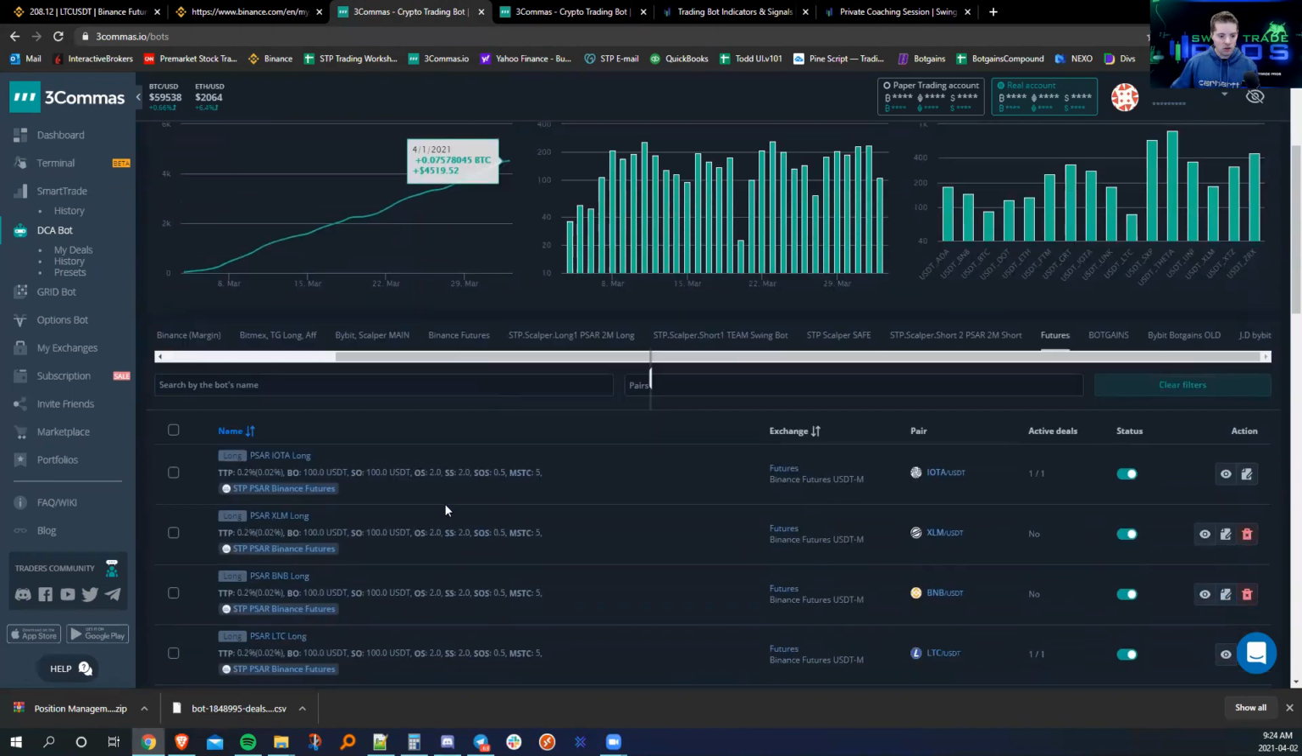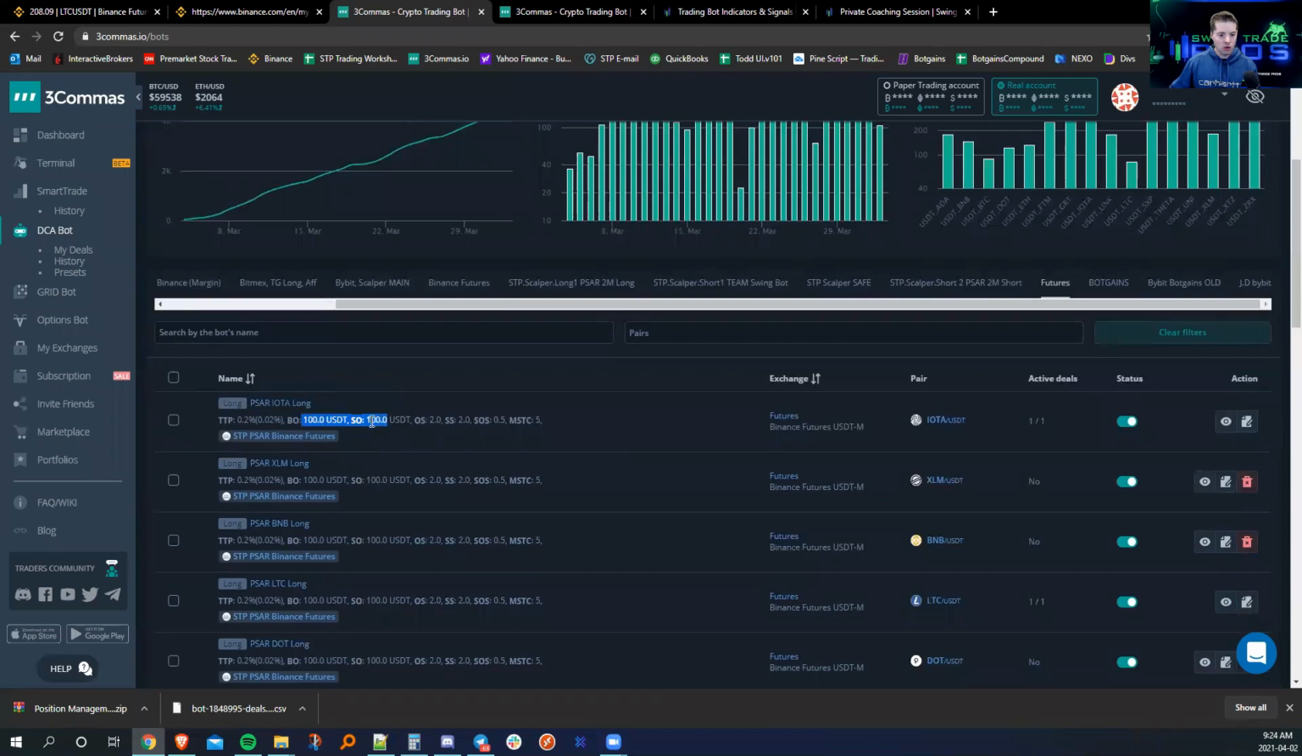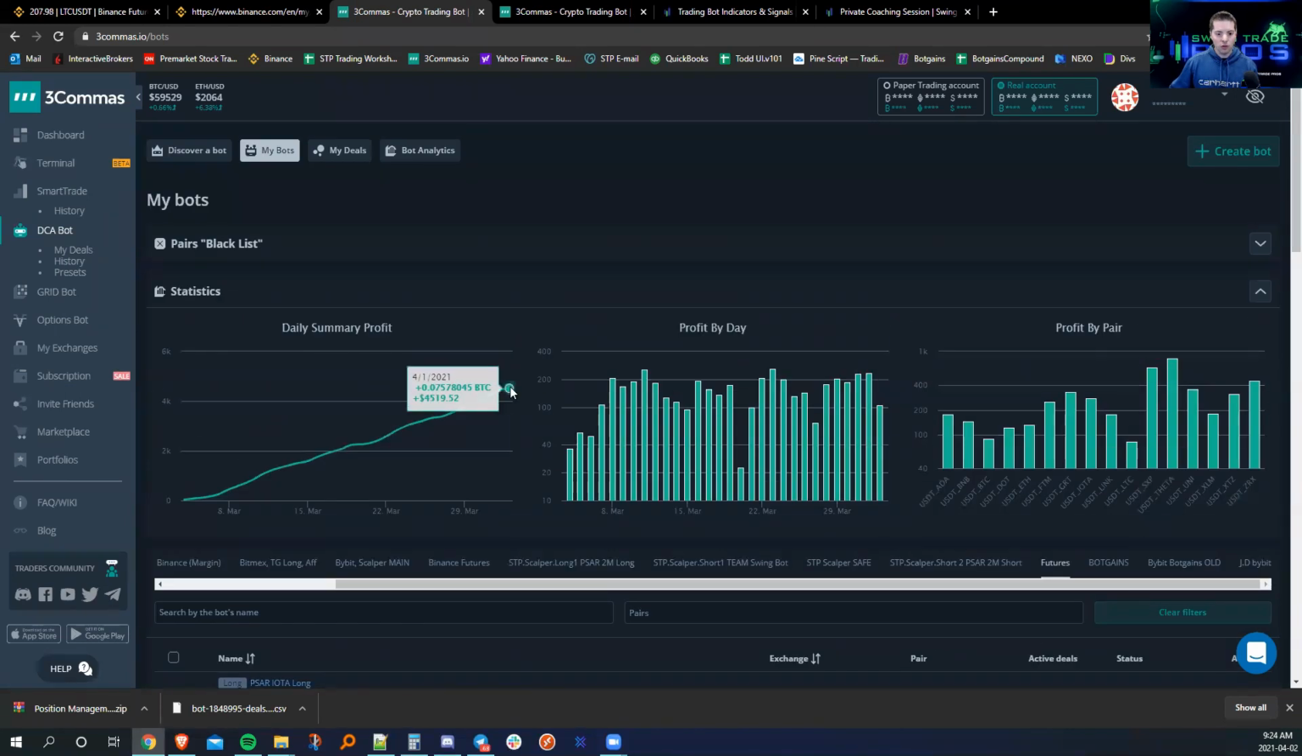This is aimed at the higher wallet traders and more experienced traders, because as you can see, just this account on marketplace bots on $100 BO and $100 SO has returned $4,500 or 45% in the past 30 days. This is no joke, ladies and gentlemen.